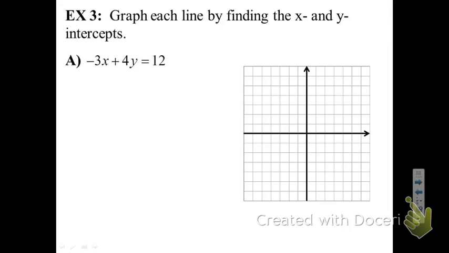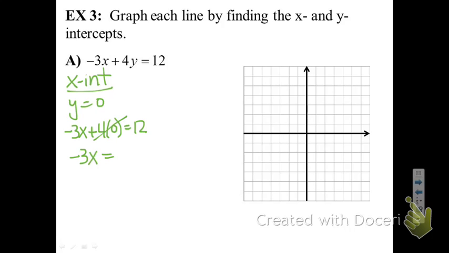Alright, for example 3, it says graph by finding the x and the y-intercept. So we're going to do that same work. The x-intercept is when y equals 0, so we go into that and replace the y with 0. 4 times 0 becomes 0, so we can eliminate it from our equation. And then from here, divide by -3. These 3's divide out. X equals -4. And we have an ordered pair at (-4, 0).